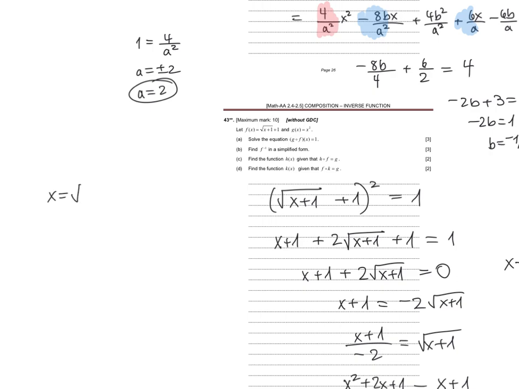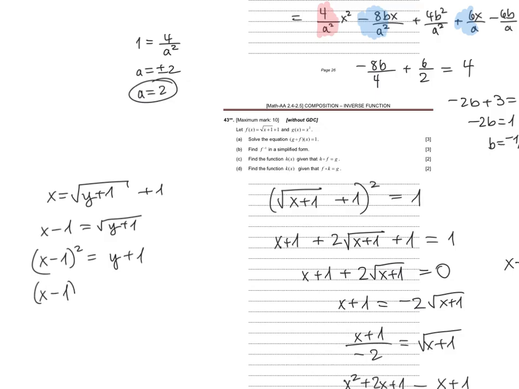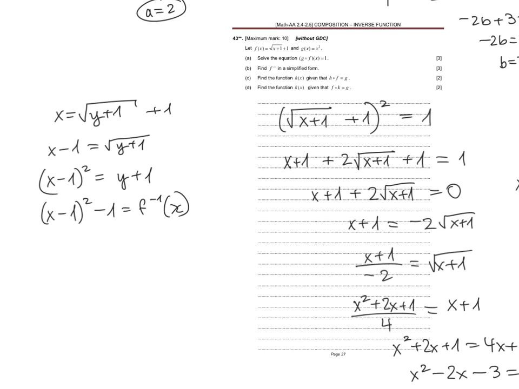Okay, so find the inverse in simplified form. So we're going to have x equals root y plus 1 plus 1. And we should subtract 1 first and square both sides. And then subtract 1. And that's the inverse of f.